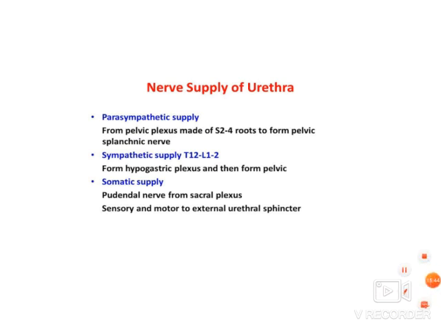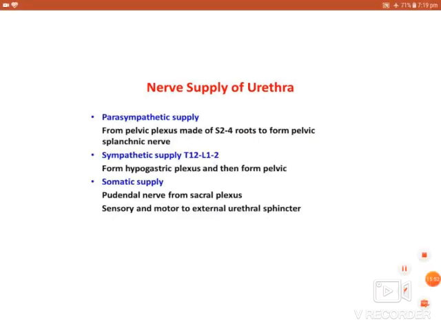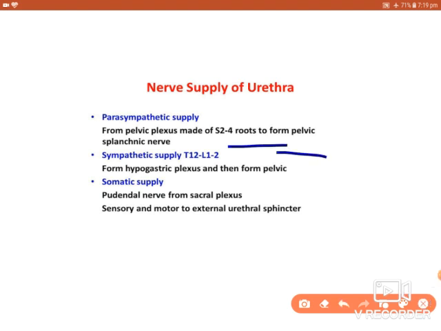Then the nerve supply. Here you can see the parasympathetic supply is through the pelvic splanchnic nerves. Sympathetic preganglionic fibers are from T12, L1, L2. Then somatic: the external urethral sphincter gets its supply through the pudendal nerve, the perineal branch of the pudendal nerve.